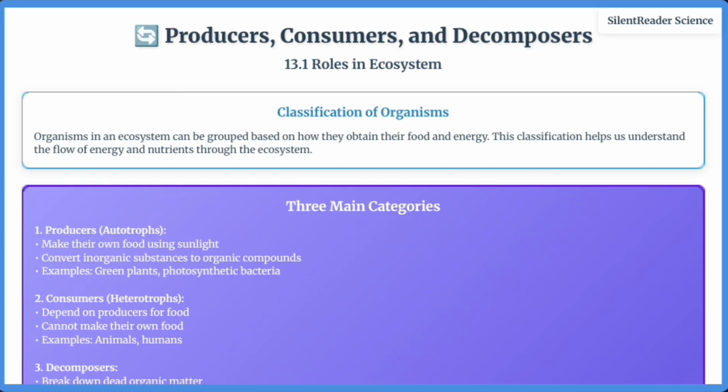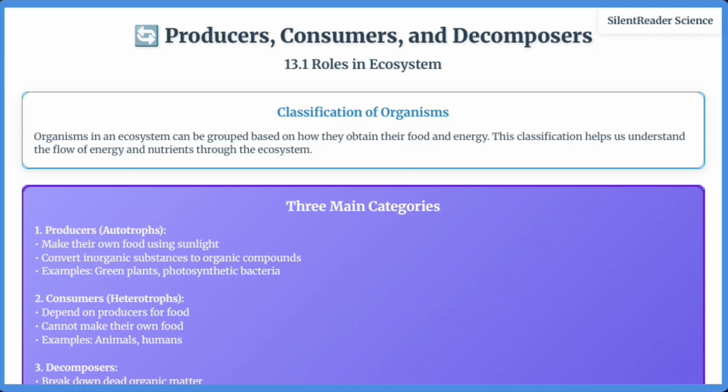Now let's explore the different roles organisms play in an ecosystem. Organisms in an ecosystem can be grouped based on how they obtain their food and energy. This classification helps us understand the flow of energy and nutrients through the ecosystem. There are three main categories: producers, consumers, and decomposers.